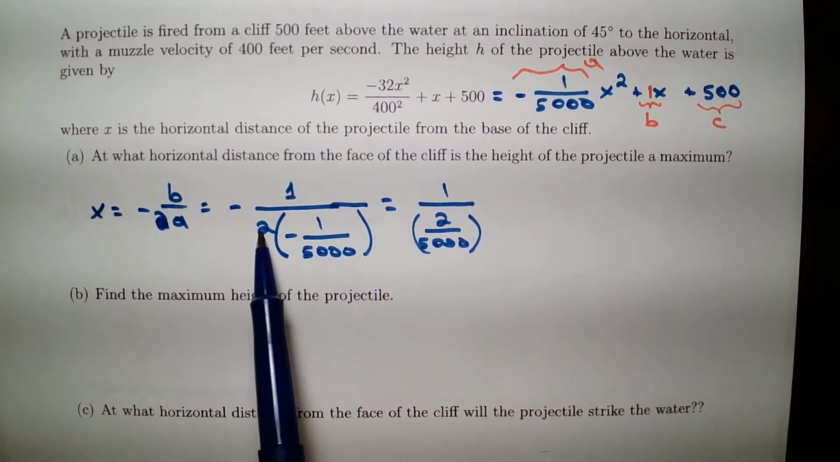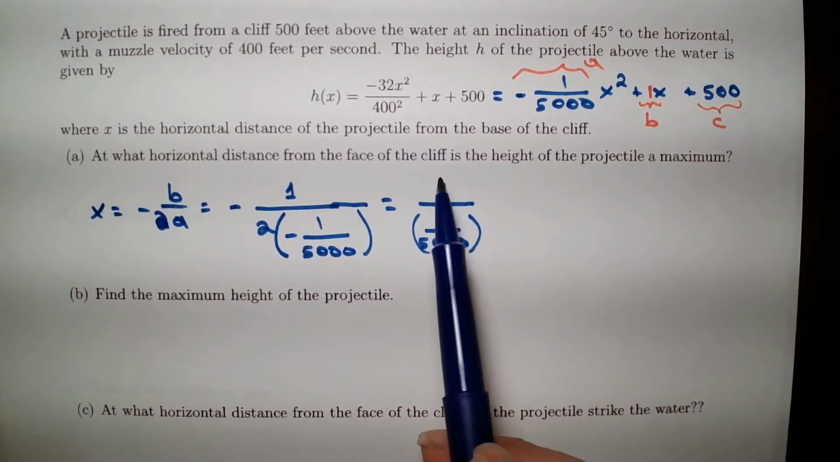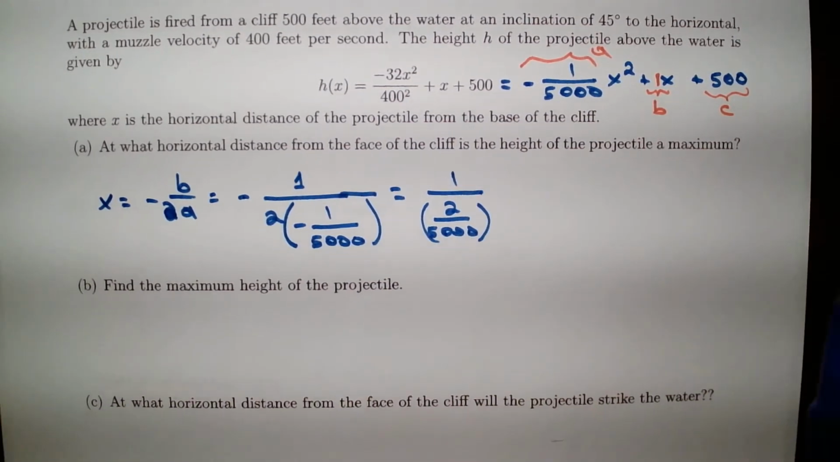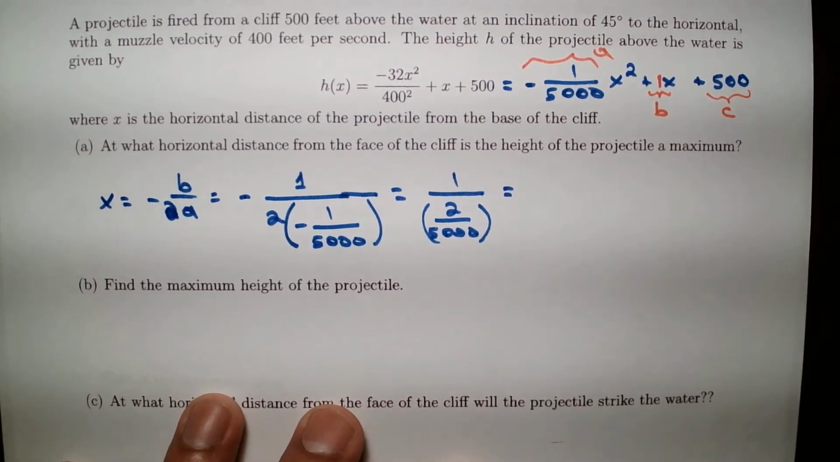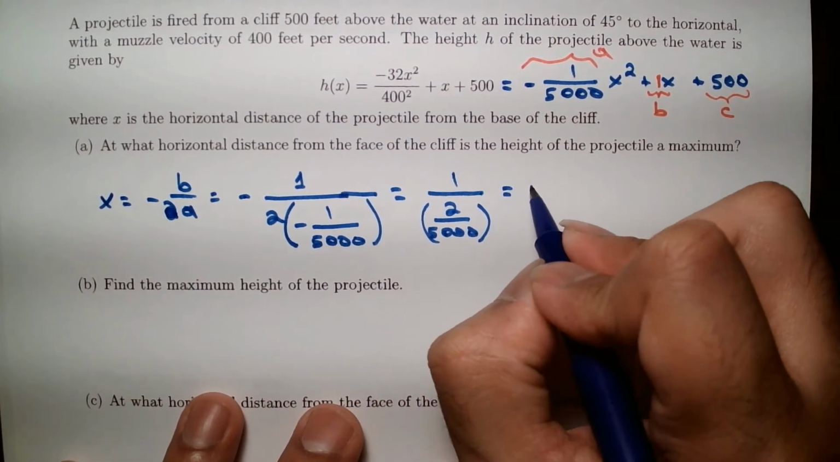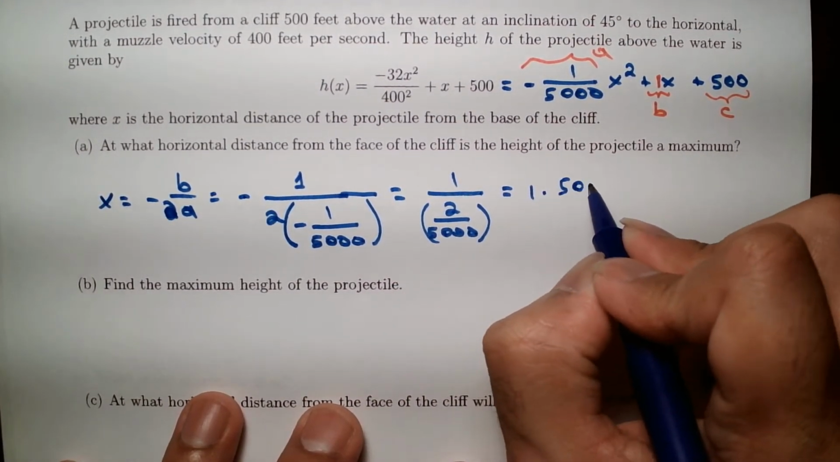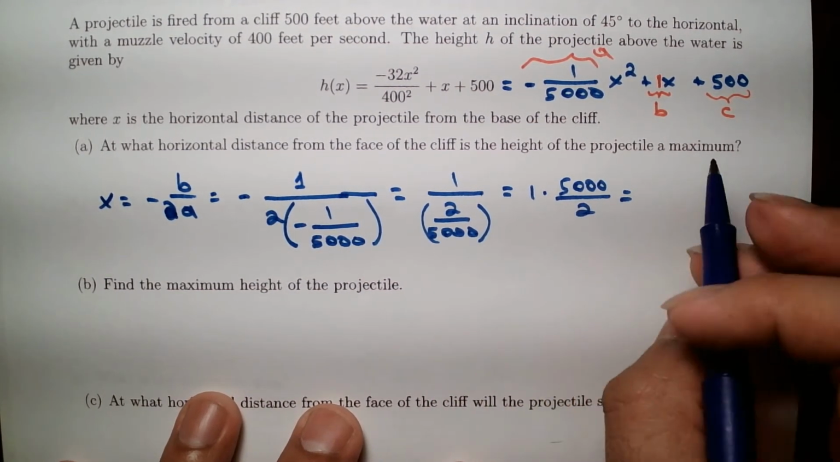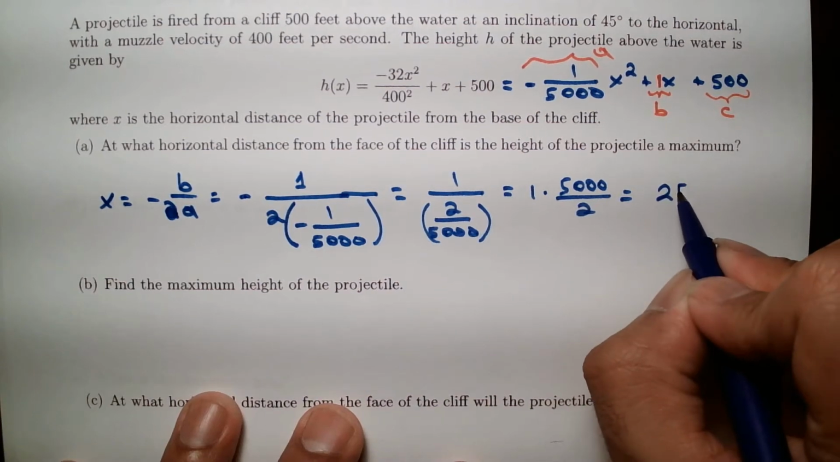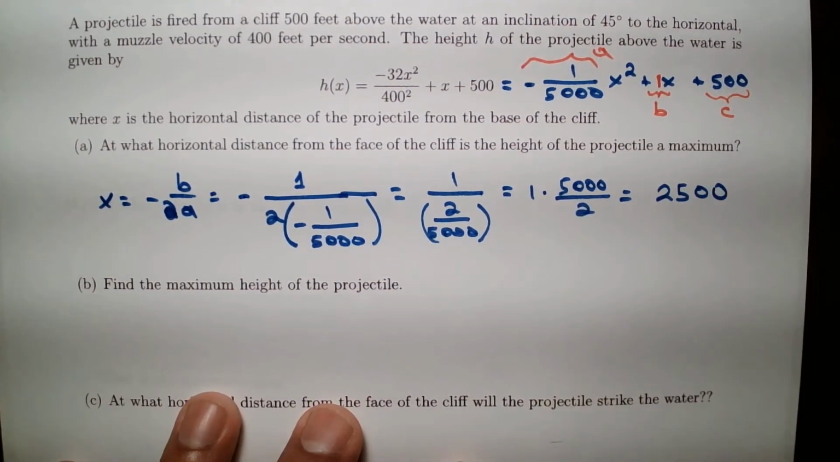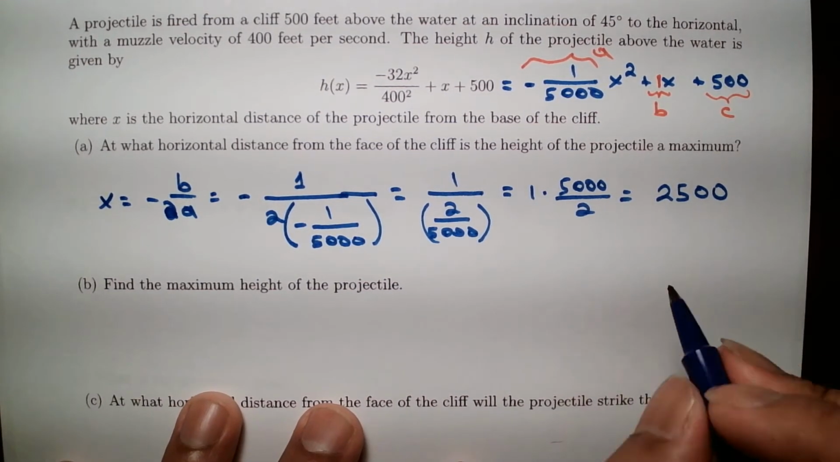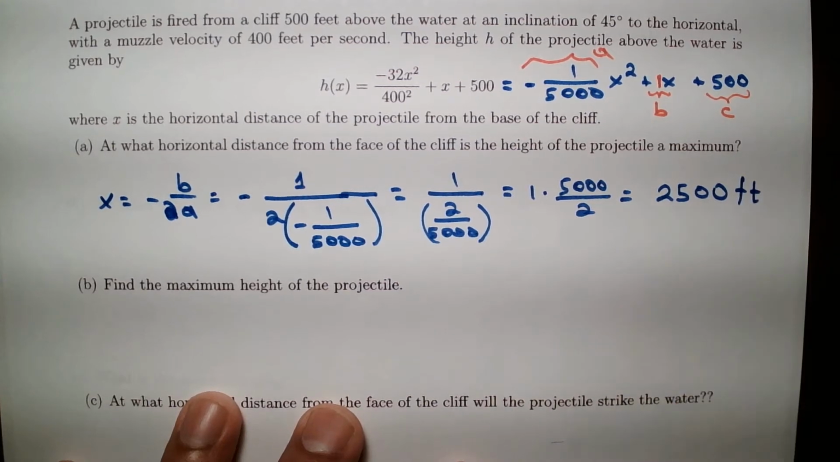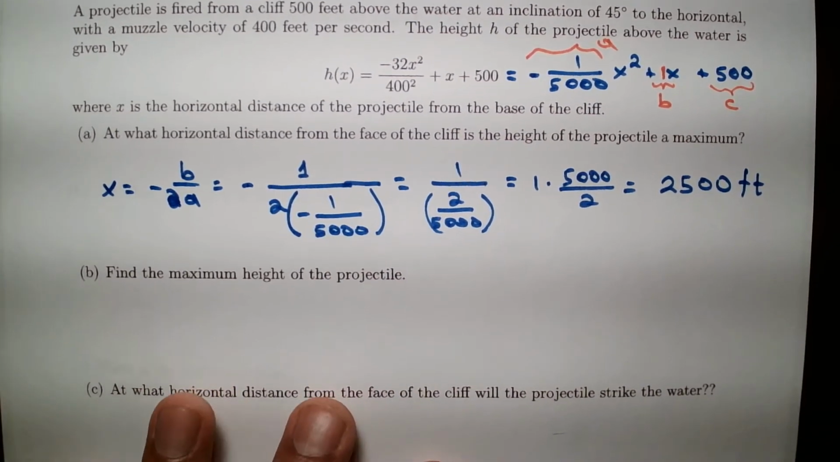Be careful here when rewriting this. We have a number divided by a fraction. Again, dividing by a fraction is the same as multiplying by the reciprocal. 1 times 5,000 over 2, and in this case, this goes evenly as 2,500. What are the units here? In this case, it is feet. All right, 2,500 feet.